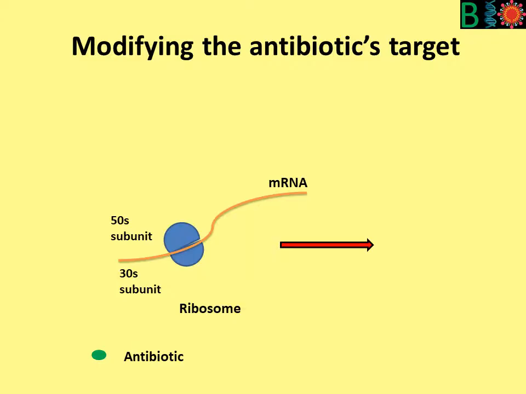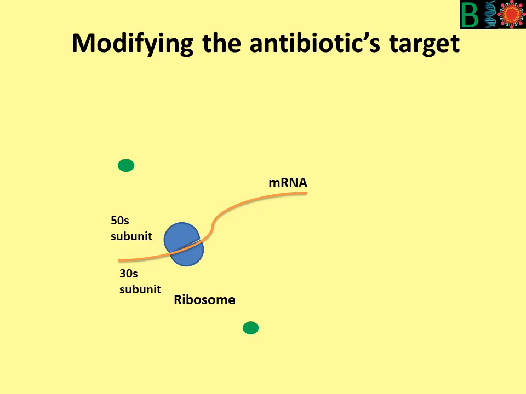Bacteria modify the antibiotic's target so that the antibiotic will not be able to bind to its target site, thus rendered ineffective. This mechanism is usually used in case of protein synthesis inhibiting antibiotics. Such antibiotics usually bind either at the 50S or 30S subunit of the ribosome, thus preventing translation and protein synthesis, thereby killing the bacteria.